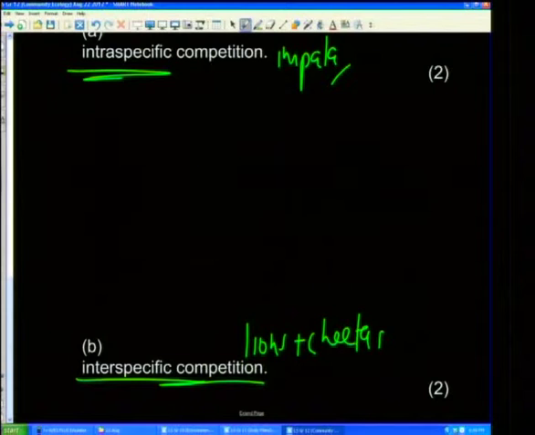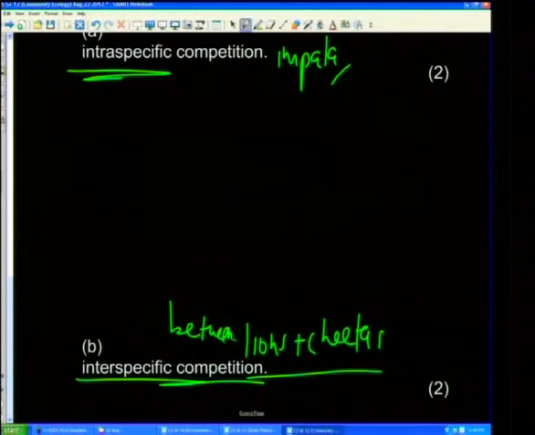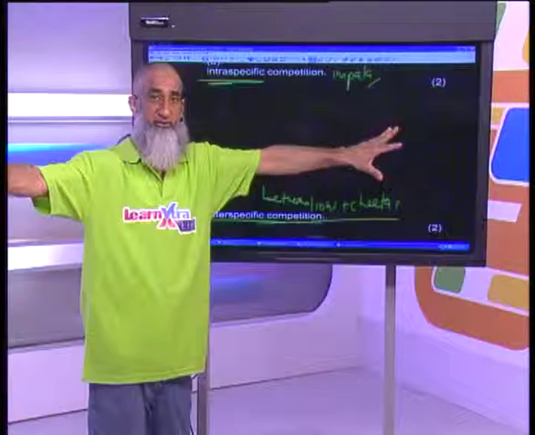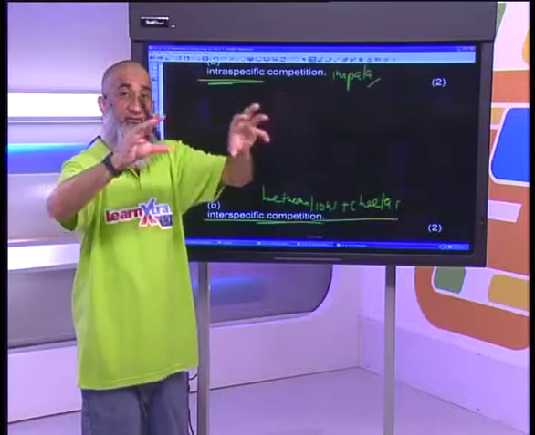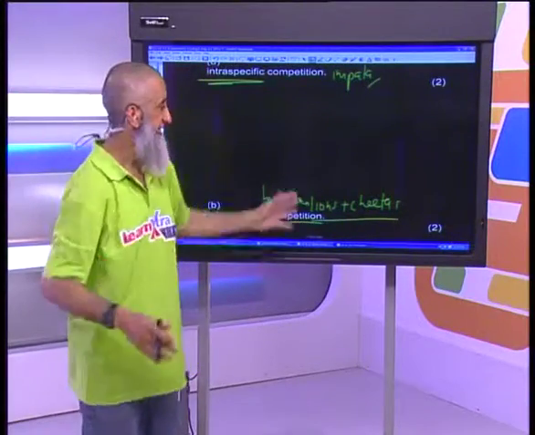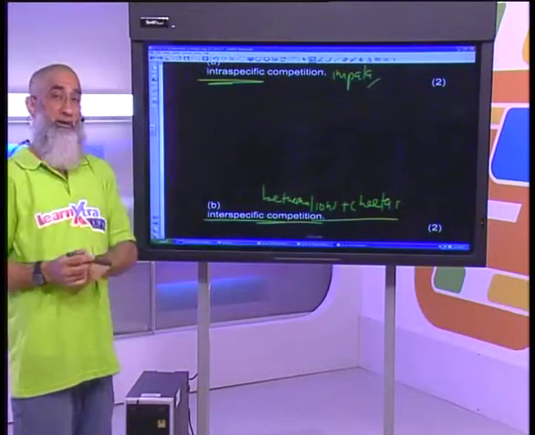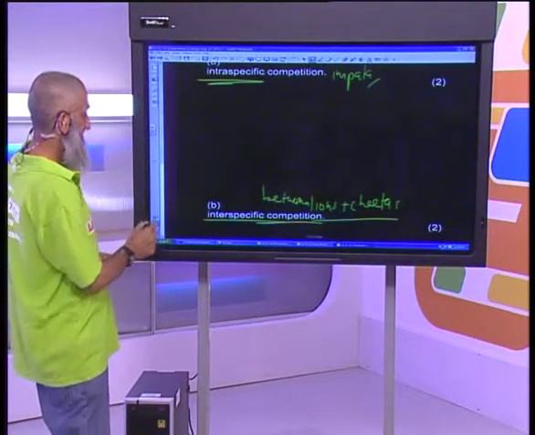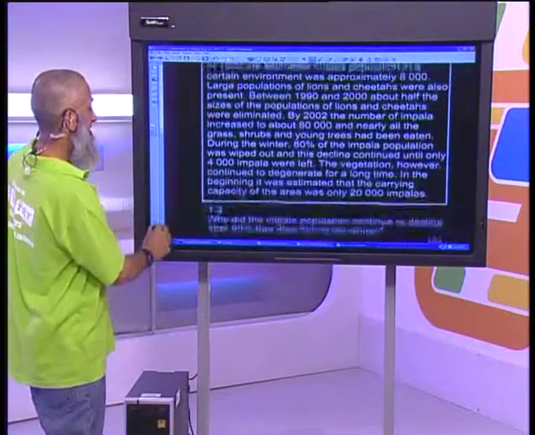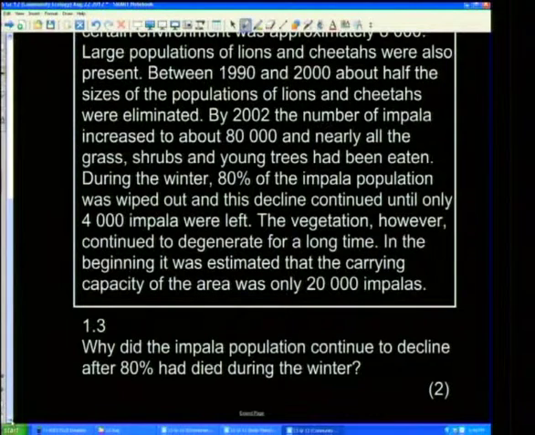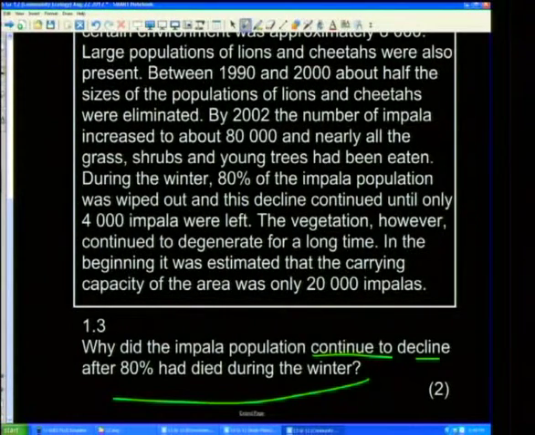Now you must be careful here. We're talking about between the lions and the cheetahs. Not among the lions themselves and the cheetahs on their own, not separately. But the two together are competing for one resource, that is interspecific competition. Moving on with this one here. Why did the impala population continue to decline after 80% had died during the winter?